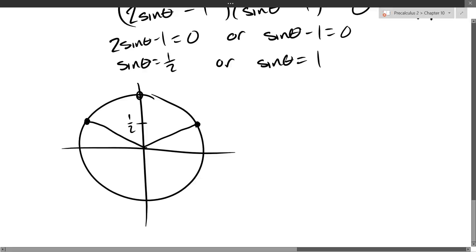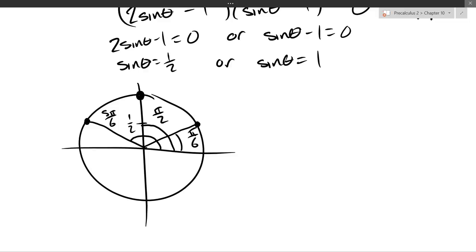All right, sine theta equals 1. It's a y value of 1. That's at the very top of the unit circle. There's only one place on the unit circle you get positive 1. All right, so the three angles we have. We said pi over 6. We just got a pi over 2. And then we also had a 5 pi over 6. So there's three angles that have a sine value of either 1 half or 1.